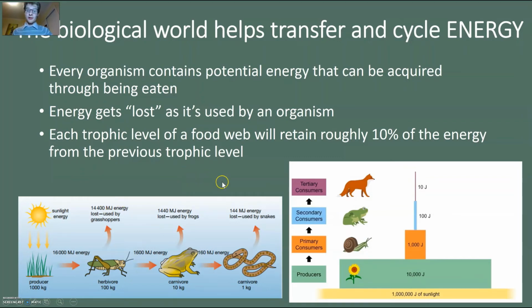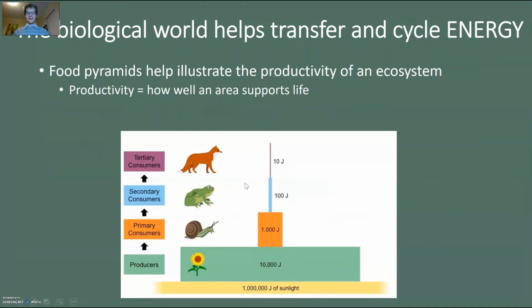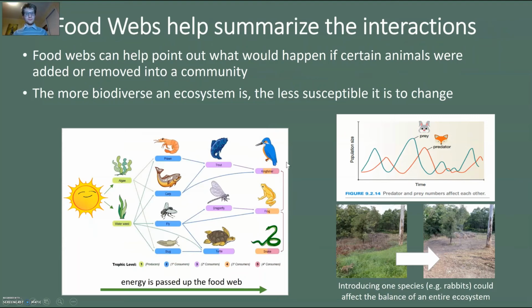I'm saying the word energy a lot. But we can see a food pyramid here can help illustrate how productive an ecosystem is. When you have the ideal amount of energy being transferred through an ecosystem, then you can see that life is well supported. One last thing to note about food webs: they help summarize the interactions in an ecosystem.